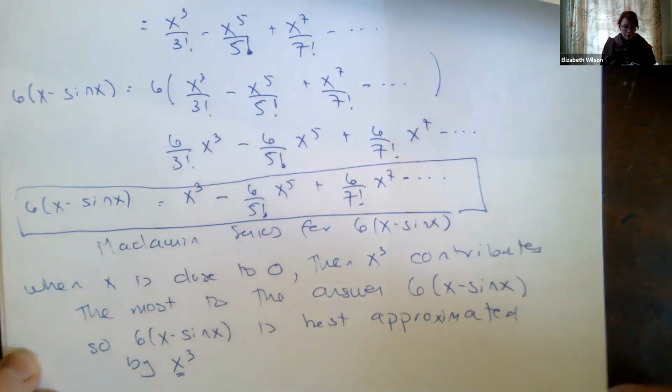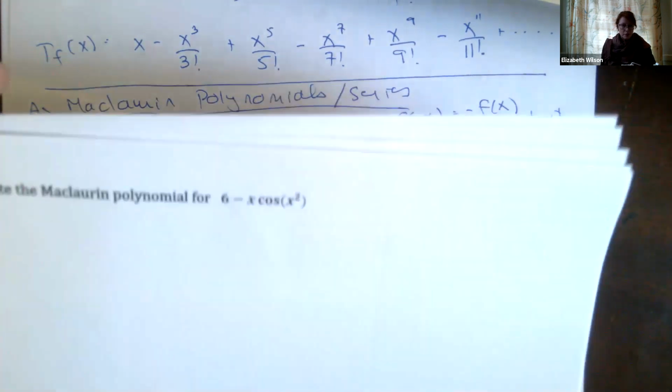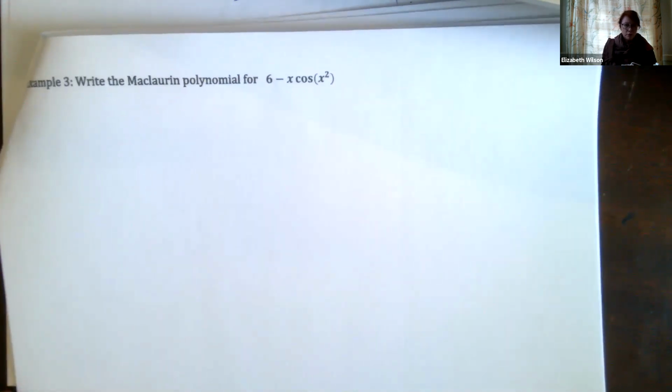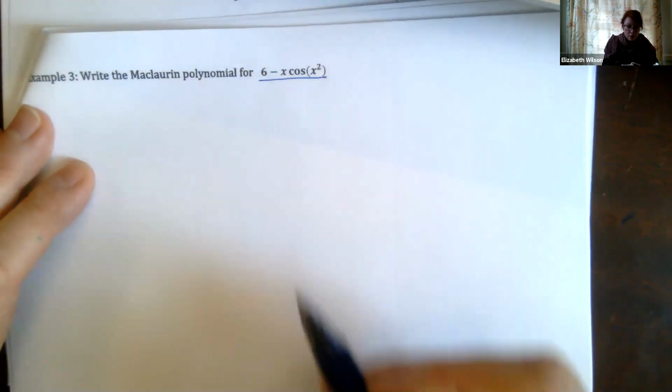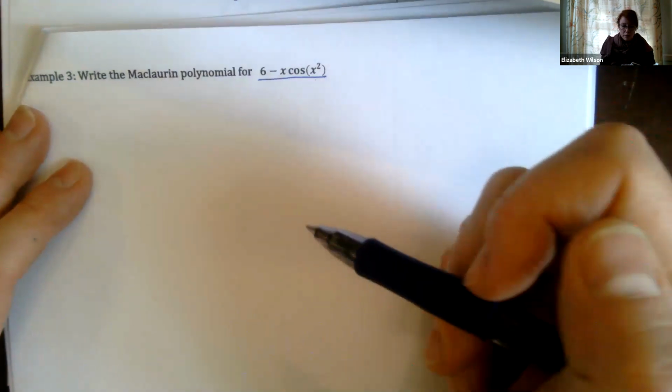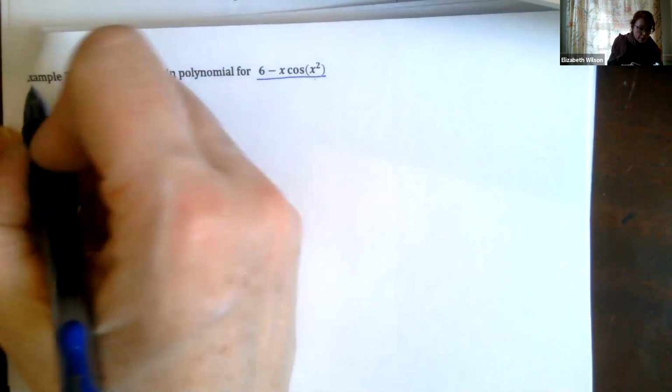All right. So again, we're going to use substitution, right? So write a Maclaurin polynomial for this, 6 minus x cosine of x squared. So it's similar to what we just did, only look, I'm using an x squared term here. Okay, so we're going to write this in steps.